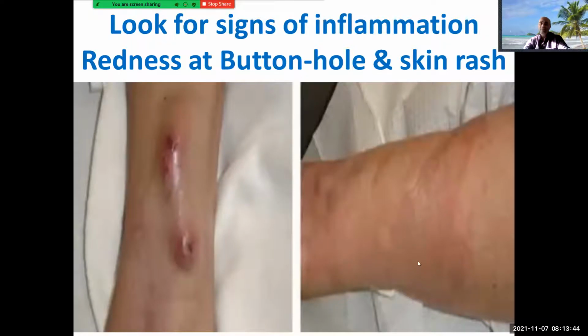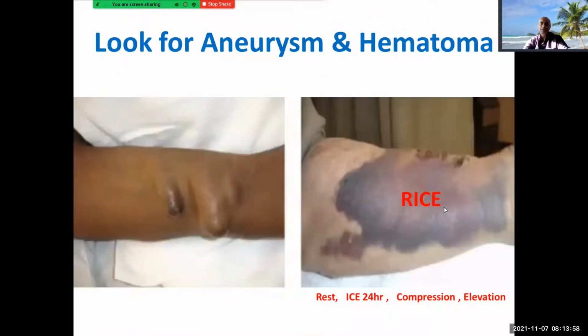Another issue is allergic inflammation, maybe from the plaster, or from local disinfection, whether betadine or whatever you use in your units, or chlorhexidine. That's a skin allergy or rash. For this, we can change the type of disinfection. Look for aneurysm and hematoma. This is common. It is a mistake by nursing, or sometimes the needle moved from the site of needling, dislodged needles, and led to this subcutaneous extravasation of blood here.